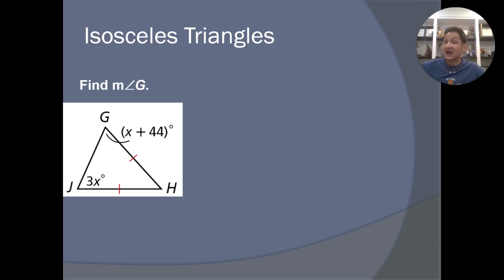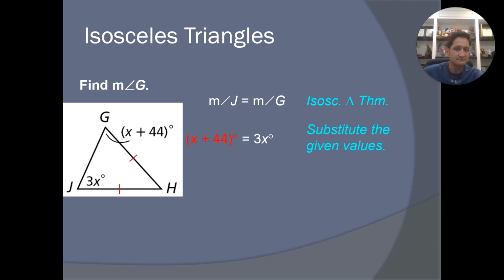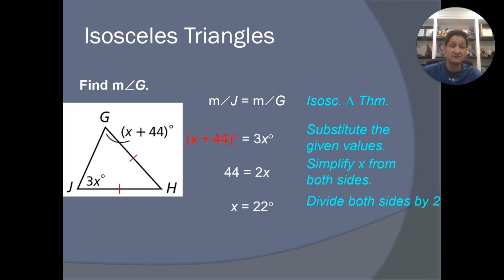So what we should do is, aha, it's isosceles, there's tick marks that tell me so. I will then say that because it's isosceles, it has 2 congruent sides and 2 congruent angles. Those 2 congruent angles are the base angles that are shown over there at G and J. I don't know why I'm whispering. So 3x equals x plus 44. I solve for x, and x is 11.